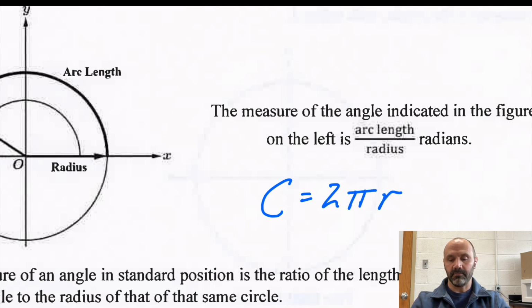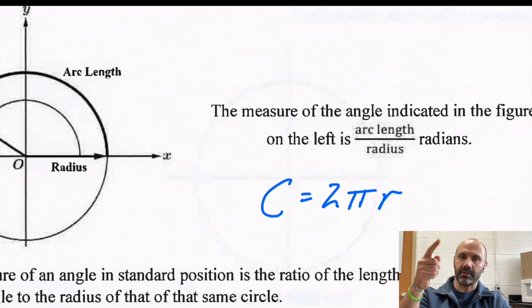So there are, what's that? 3.14 times 2, so 6.28, etc. radii that you could stretch around the circle. So in other words, you took the length of the radius and you stretched it out. You could line up about 6.28 of those radii as you went around.